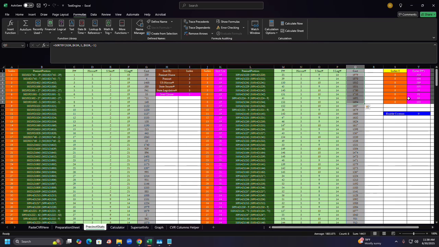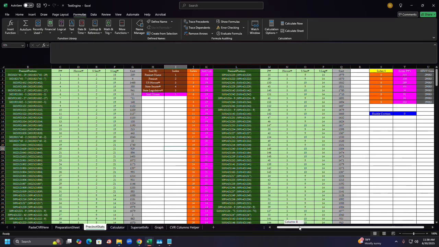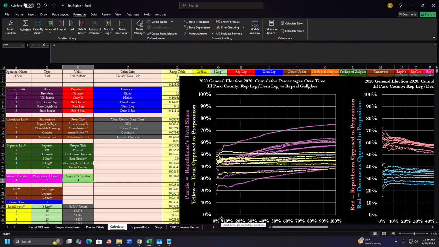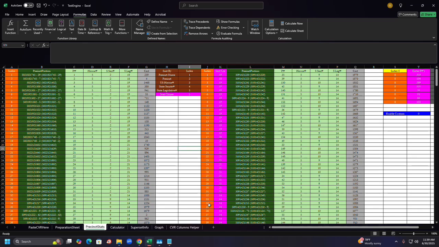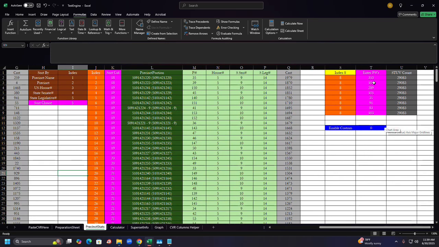By default, whatever you chose, like precincts or state legislatures, it takes the ones with the most ballots cast and it graphs 8 of them in the calculator. If you want to change that, you can in the precinct stats page. And in these pink cells from T2 to T9, you can enter any precincts you want. And then you have to hit Enable Custom, and you have to change that to a 1.